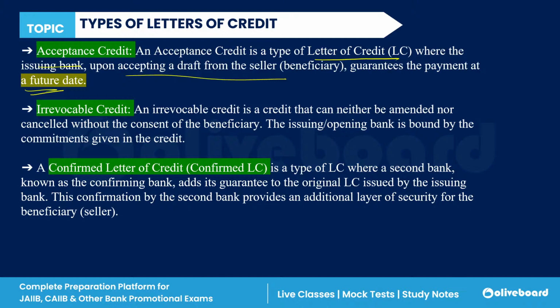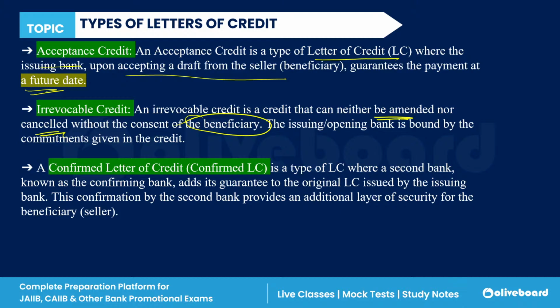Irrevocable credit. Irrevocable credit means that the letter of credit can neither be amended nor cancelled without the consent of the beneficiary. No changes can be made in the letter of credit. It is the irrevocable credit. It means you cannot revoke it, you cannot change it, you cannot amend this letter of credit.